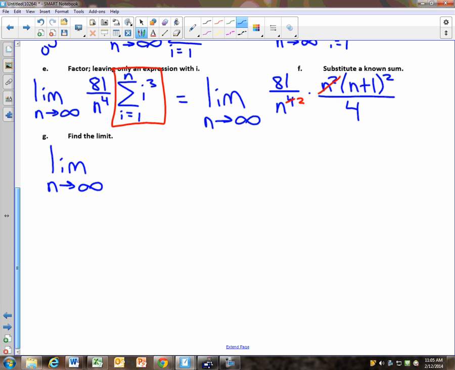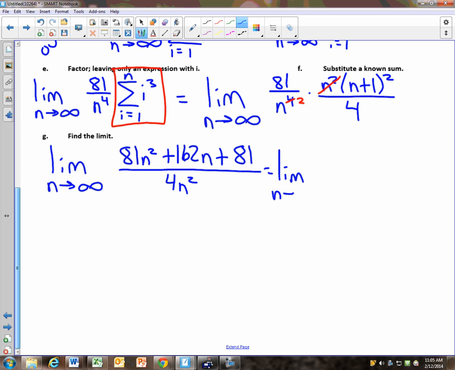Before we take out the n squared, let's actually multiply this out. n plus 1 squared. I'll have n squared times 81, then n plus 1, the middle will give me 2n times 81, 162n. 1 times 1 is 1 times 81 is 81. And that's all over what? 4n squared.